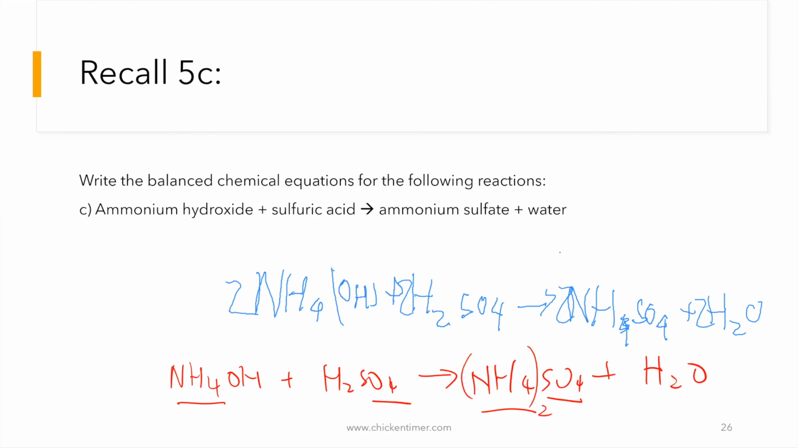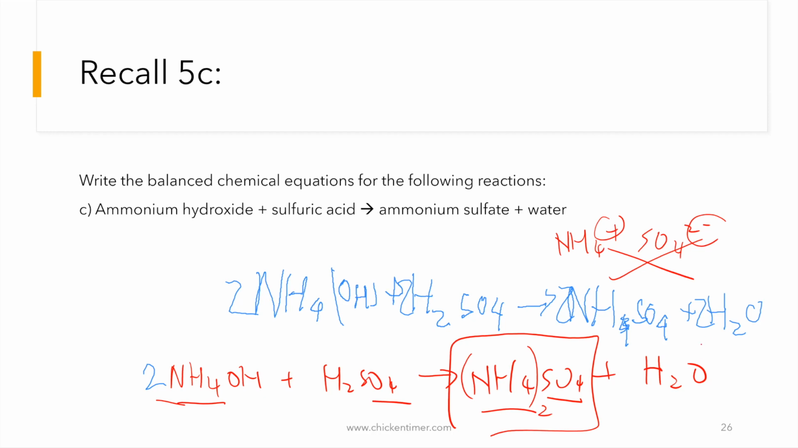Ammonium sulfate is NH4 plus SO4 2 minus. Switch. It's like that. Yeah. So you have then 2 here so that you can account for 4 hydrogen, then 2 oxygen. Like that. Okay.